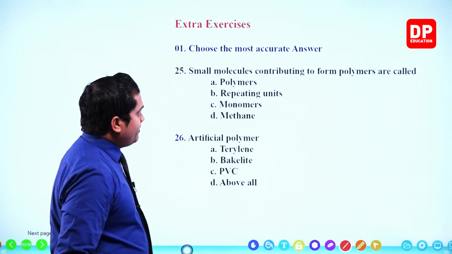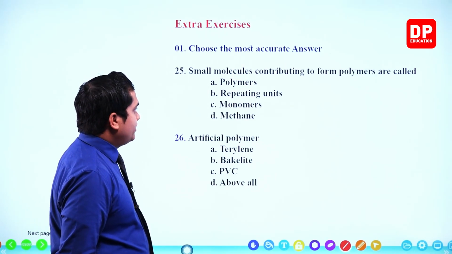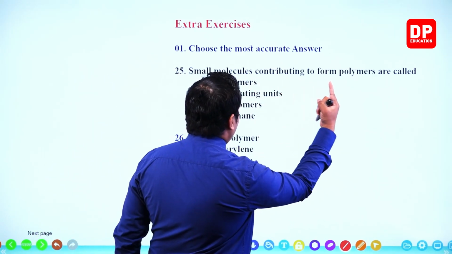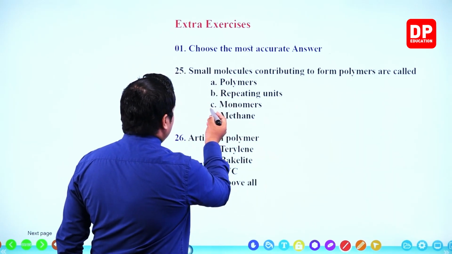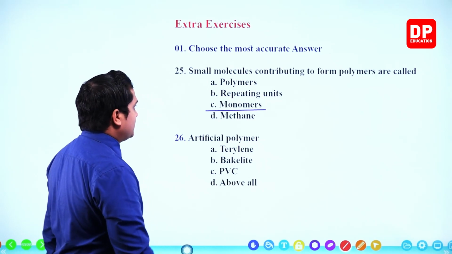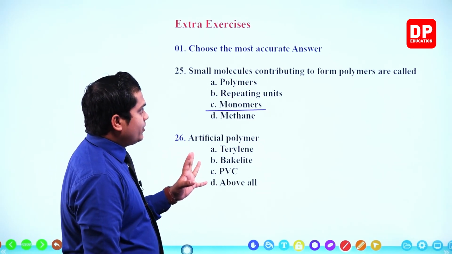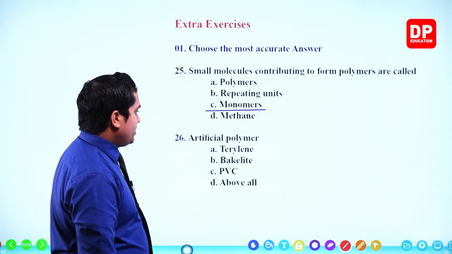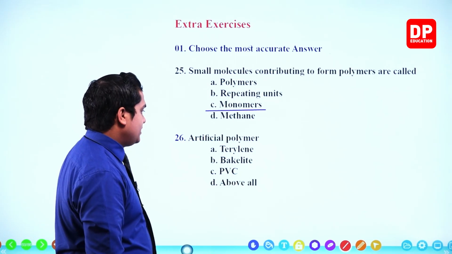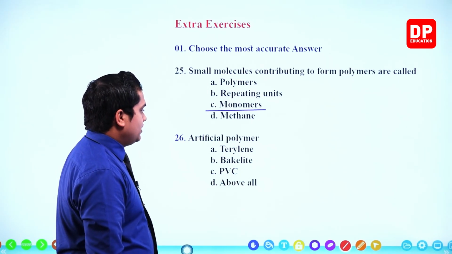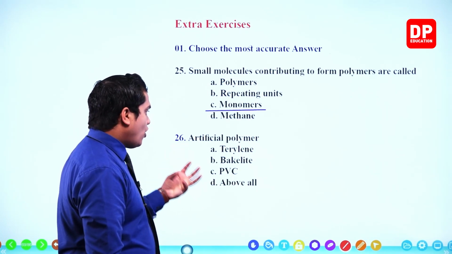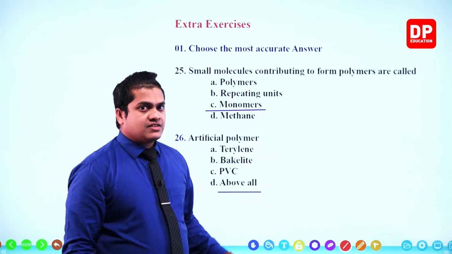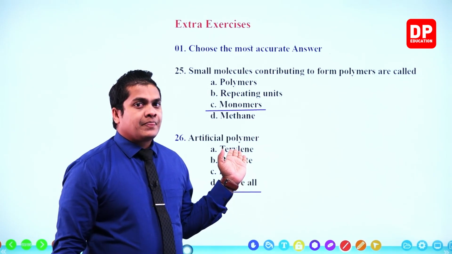Small molecules contributing to form polymers are called, very simple my dear children, monomers, right? Small molecules contributing to form polymers are called monomers. Next one, artificial polymer: terylene, bakelite, PVC, all. So PVC, bakelite, terylene, all of these are artificial polymers, my dear children. Under the classification, we have studied these under artificial polymers.